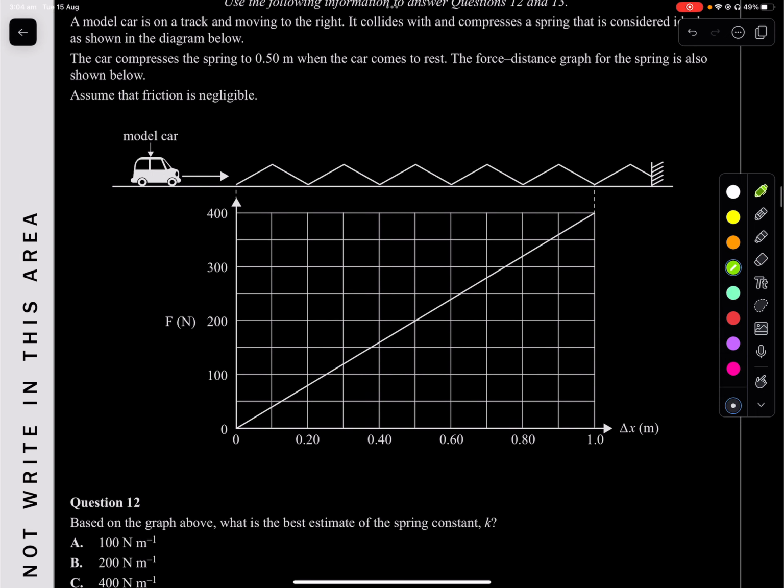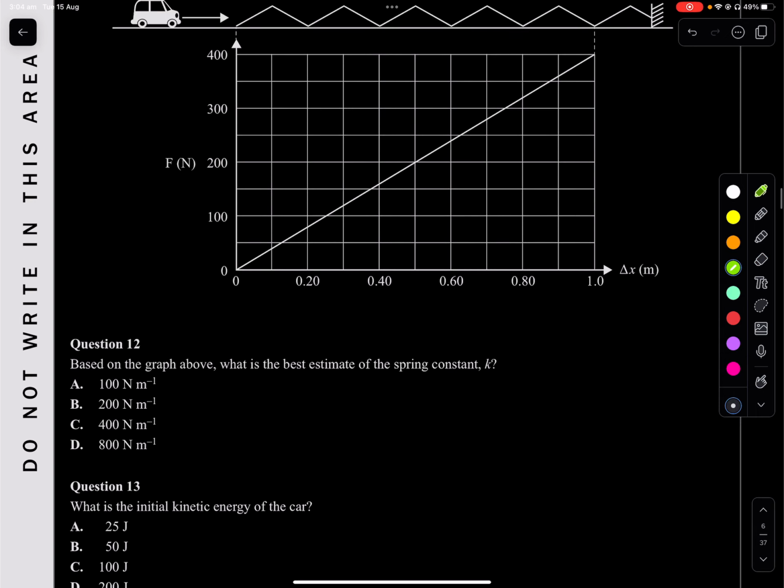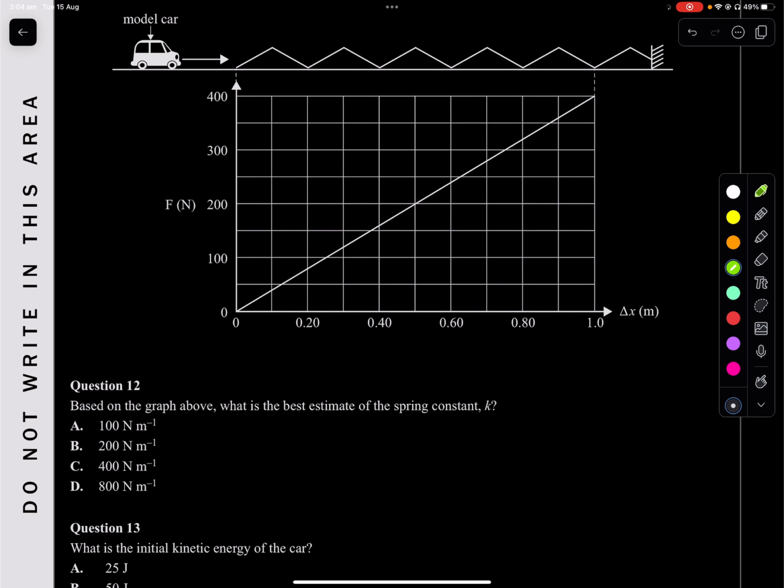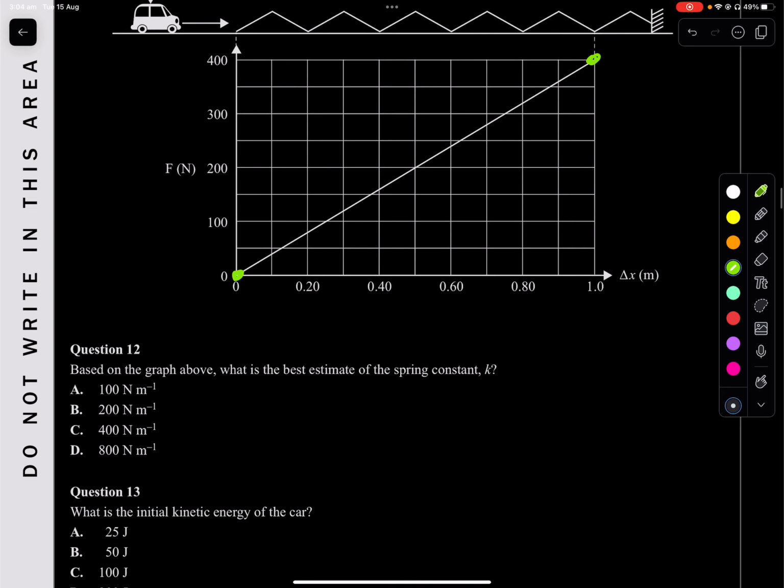So let's have a look at the question. Based on the graph above, what is the best estimate of the spring constant? Very nice and easy question. The spring constant for a force and position graph is its gradient. So let's pick 2 points, this point over here and this point. The gradient is 400 minus 0 over 1 minus 0, which is 400 newtons per meter. So only C is your answer.